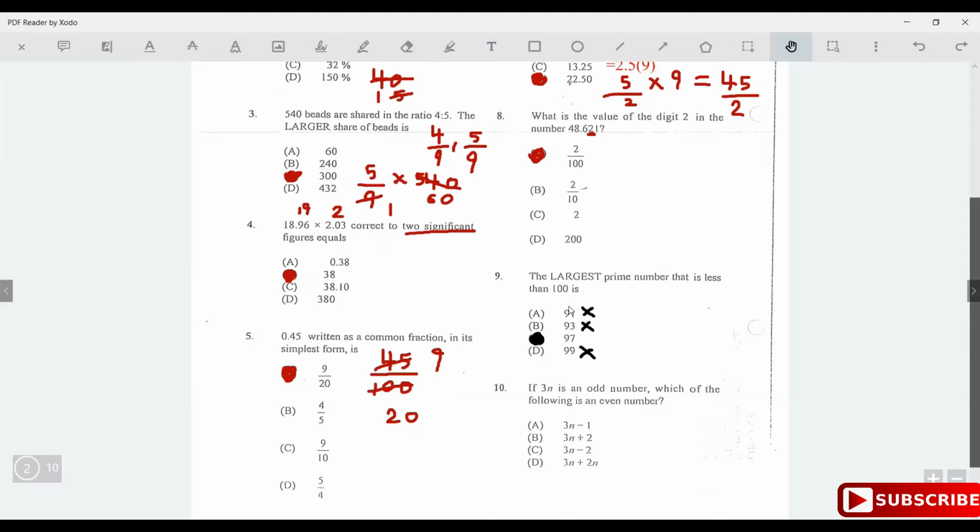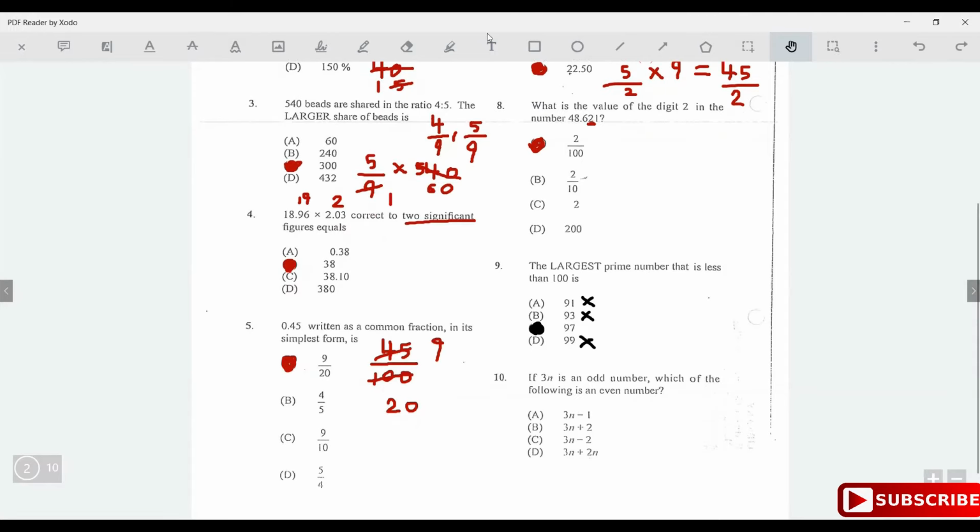All right, remember 91 is divisible by 7. 93 is divisible by 3. And 99 is also divisible by 3. Nice and easy. And so that is that.